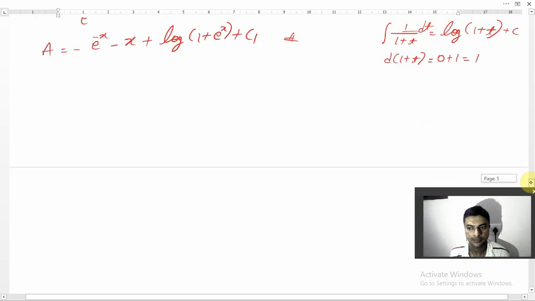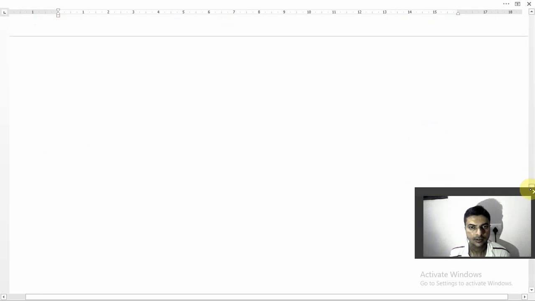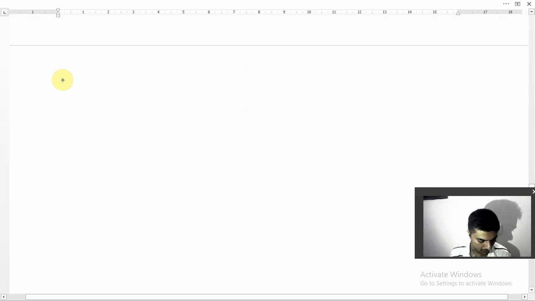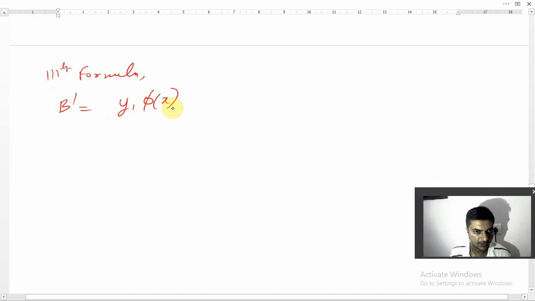So let us try to find the next one, that is b. Now please remember what is the formula. Similarly, the formula for b dash, let us try for b dash. B dash is equal to y1 psi of x divided by w. We know that formula already. So substitute the value, students. What is y1? Yes, we have taken e raised to x. What is psi of x?